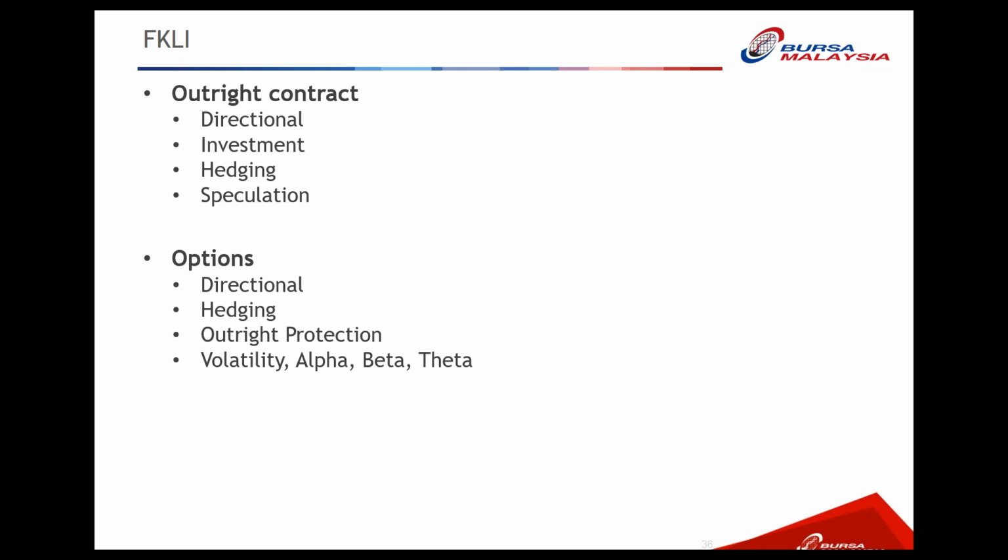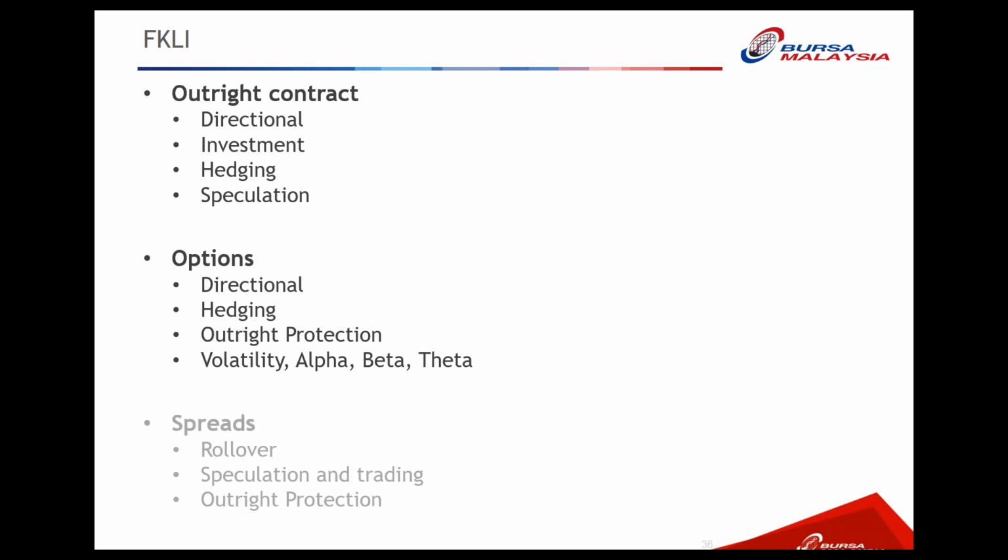So of course, because options are directional in nature, you trade direction and you can do hedging. Let's say you buy an FKLI, but the FKLI goes down, so what you can do is buy a put. So it becomes a hedging position. You can protect your position by doing a call or put position. Also, you can do a strategy by trading the volatility, the vega, the alpha, the beta, the theta. I'm not an expert in this area, but I know people actually trading in this area.